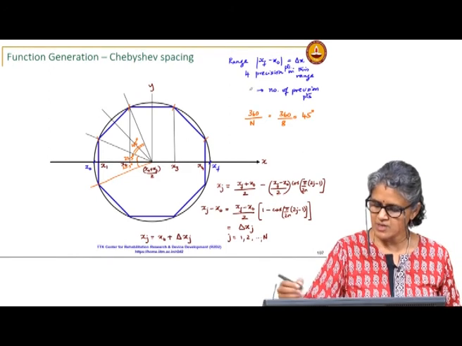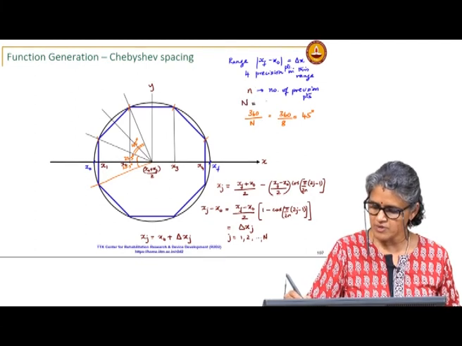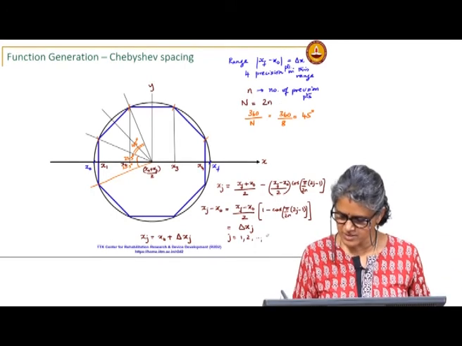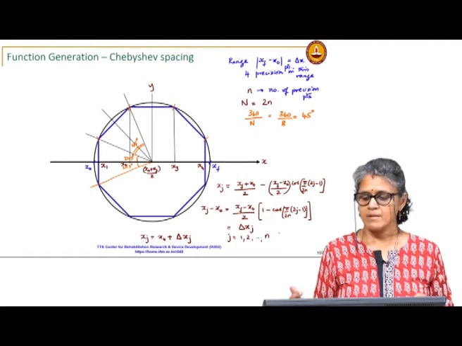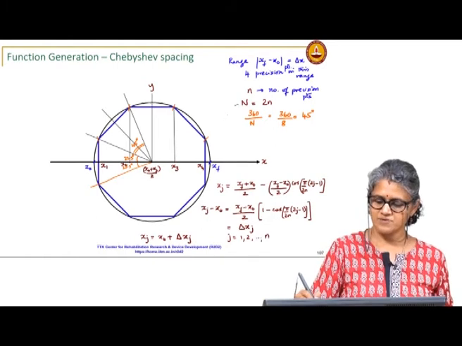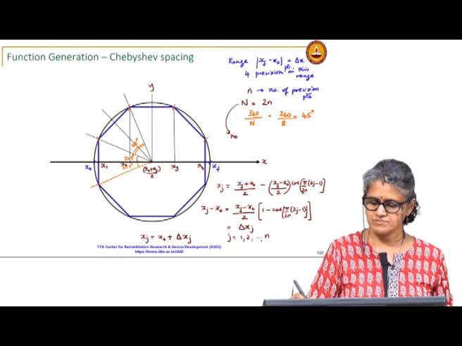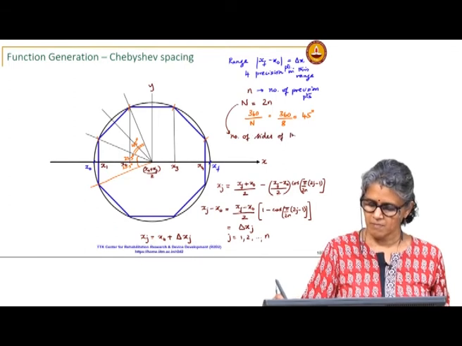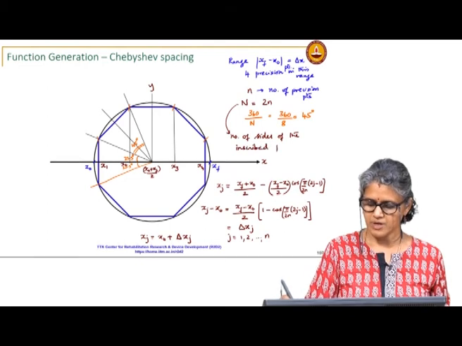If n is the number of precision points, let me use capital N for the polygon, which is equal to 2n. Sorry about that. This is the number of sides of the inscribed polygon.